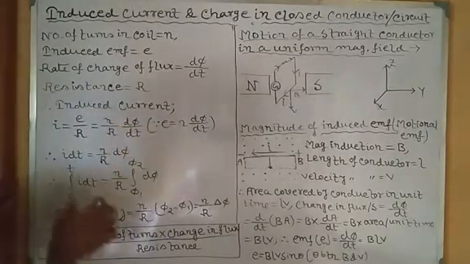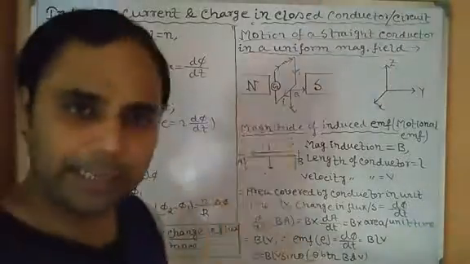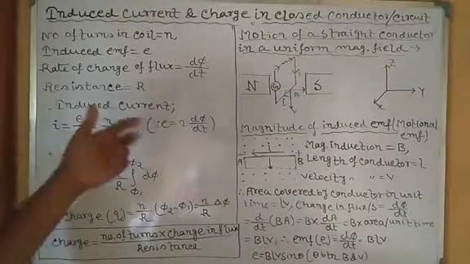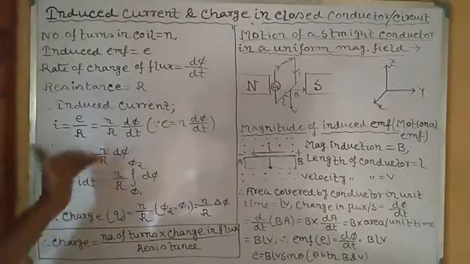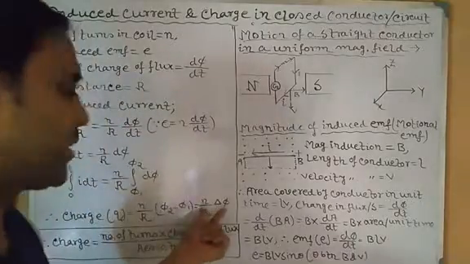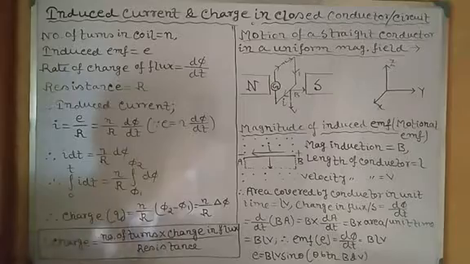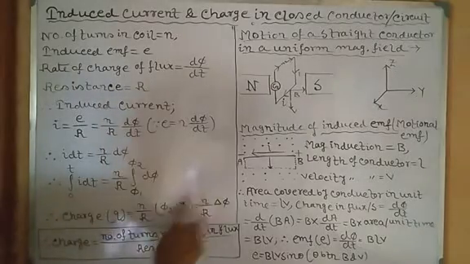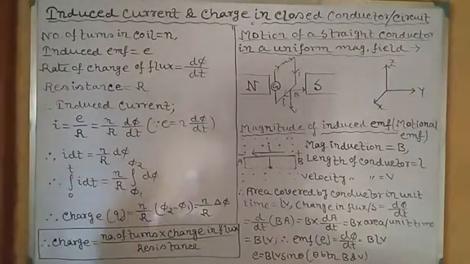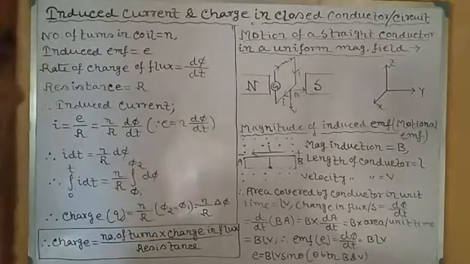Now I into dt, current into time, is equal to charge, because current is equal to charge by time. So from 0 to t we get charge. Current is equal to rate of flow of charge, so charge is equal to current into time. So we get N by R, phi 2 minus phi 1, which means change in flux, very easy. Now we have got the expression of charge: charge is equal to total number of turns in the coil into change in flux divided by resistance. Clear?